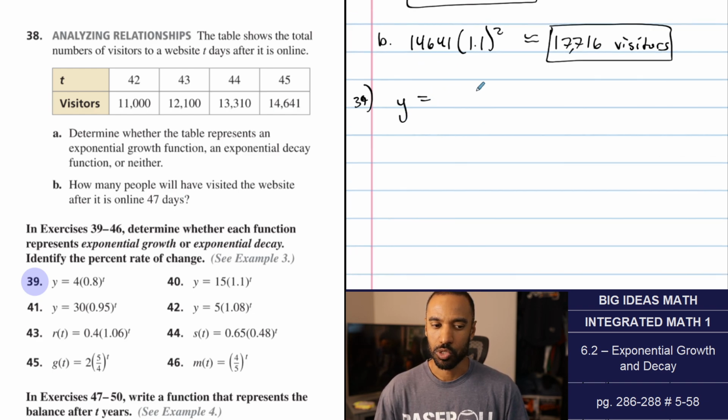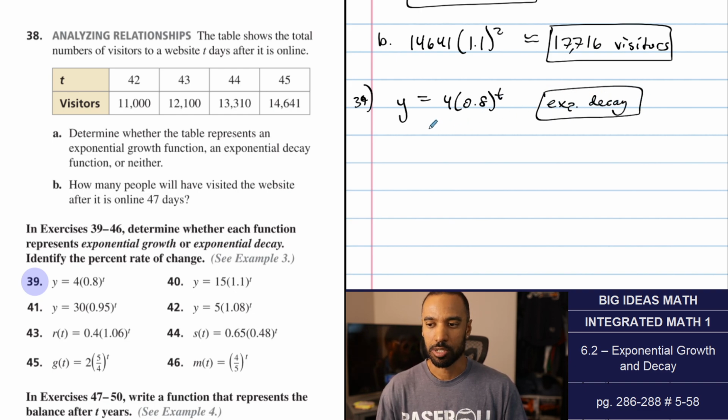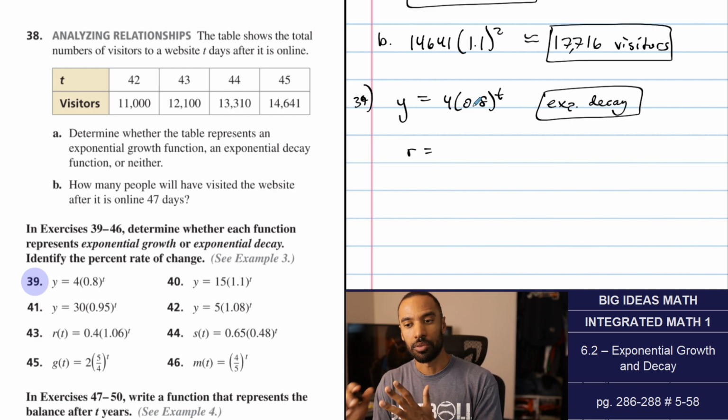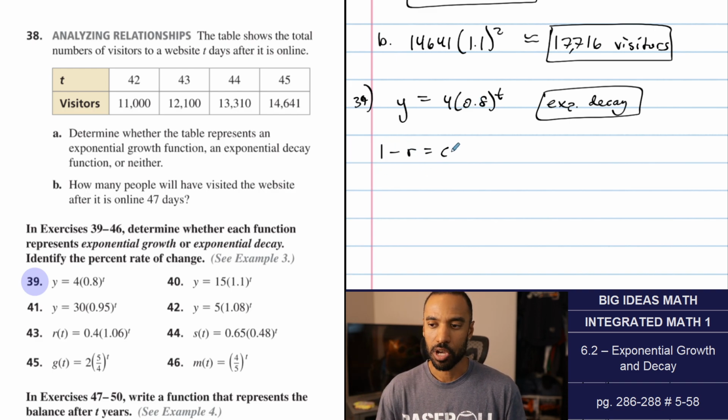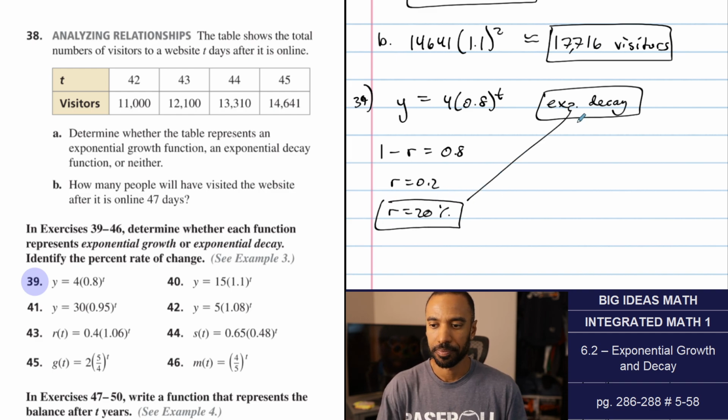So number 39 says y equals 4 times 0.8 to the t power. 0.8 is less than 1, therefore this is exponential decay. So given that it's exponential decay, it says identify the percent rate of change. It's still the same thing. I'll do it for this problem. 1 minus R is 0.8. You subtract 0.8 there. R is going to be 0.2, but the percentage is 20%. 20% decay, really, right? That's what we're talking about.